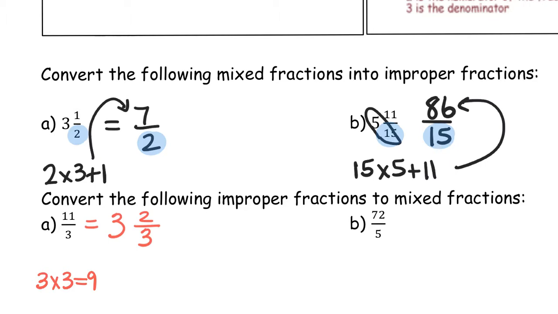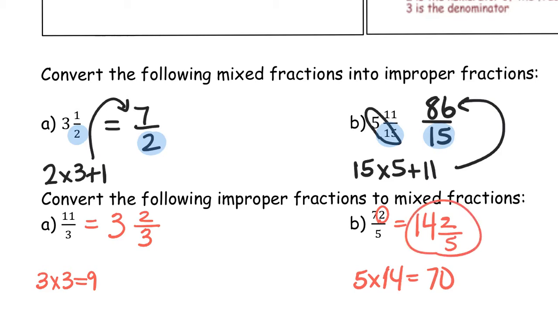Now 72/5. So I'm trying to figure out what's going to get me close to 72. So 5 times 10 is 50. 5 times 11 is 55. 5 times 12 is 60. 5 times 13 is 65. 5 times 14 is 70. Okay, so that's as close as I can get. So I've got 14. And 5 times 14 gave me 70. So I need 2 more pieces, so it's 2/5. So 14 and 2/5.